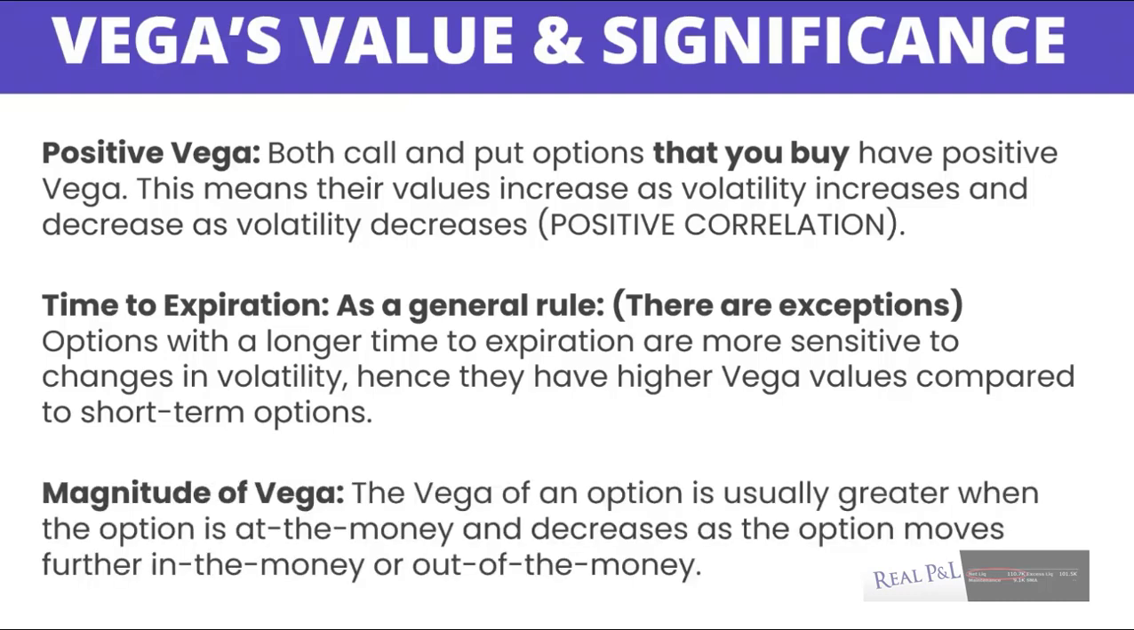Magnitude of Vega. The Vega of an option is usually greater when the option is at the money and decreases as the option moves further in the money or further out of the money.